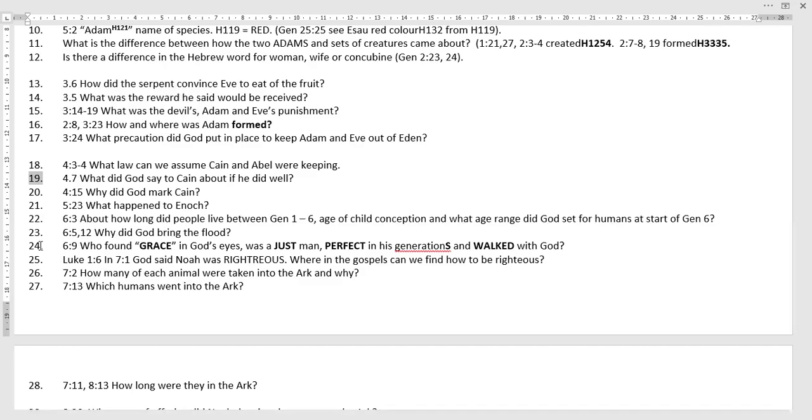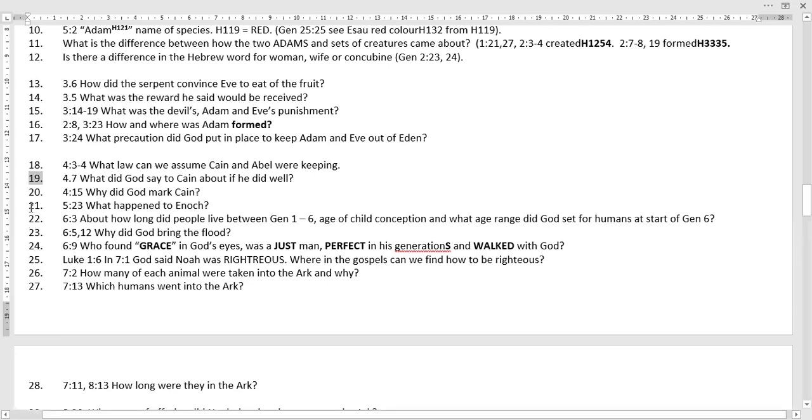Question 20. Why did God mark Cain? The answer is in chapter 4, verse 15. And this is where the other people came, with the "there" and the "them," in Genesis chapter 1:27, 5:2. The Lord said unto him, therefore whosoever slayeth Cain, vengeance shall be taken on him sevenfold. And the Lord set a mark upon Cain, lest any finding him should kill him. So it's just so no one will kill him.